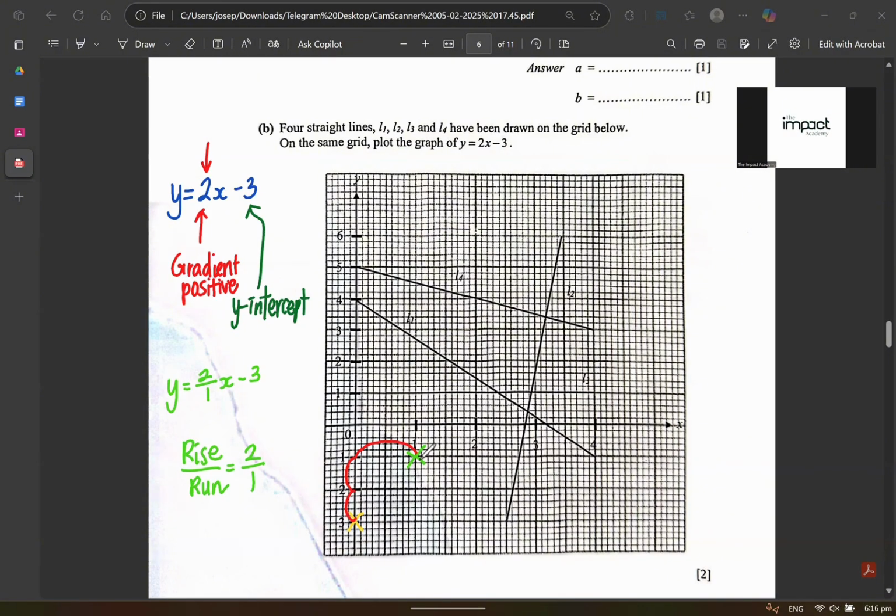Rise 2 times, run 1 time. Rise 2 times, run 1 time. Right? You get what I'm trying to say? And I can confidently say it's like that because it is a positive gradient. You get where I'm coming from?